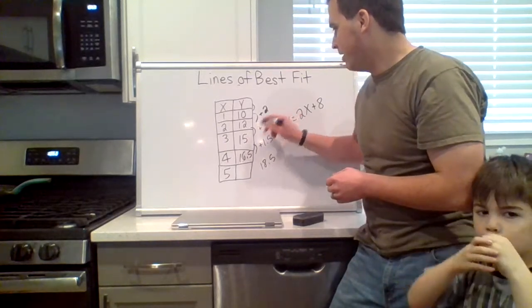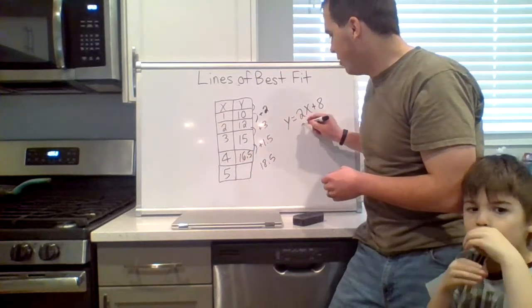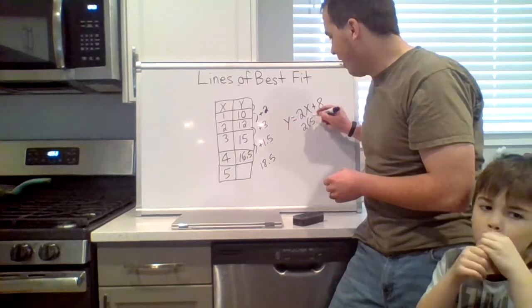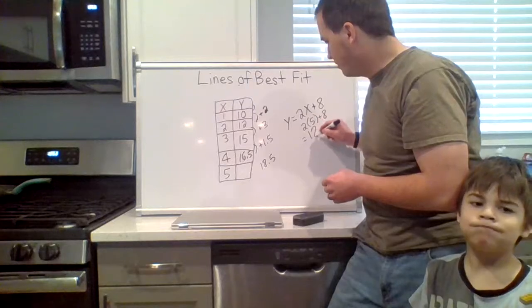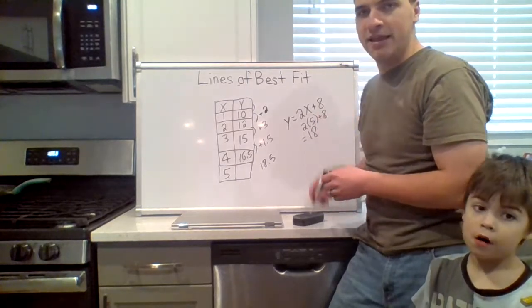Or we could plug x equals 5 into the equation. 2 times 5 plus 8 equals 18. 2 times 5 is 10, plus 8 is 18.